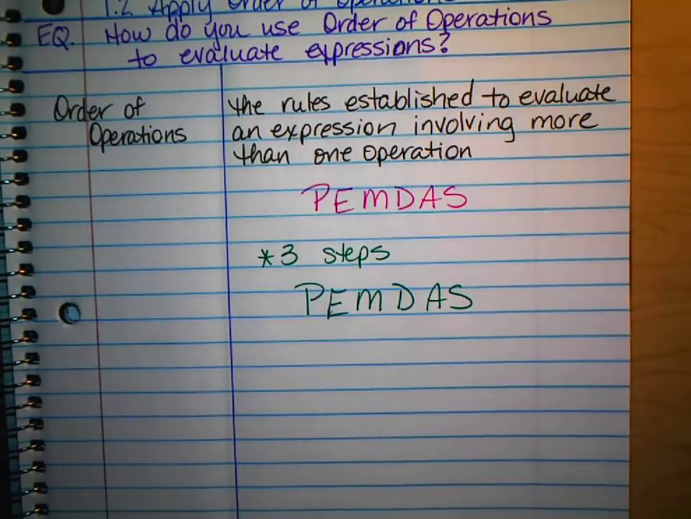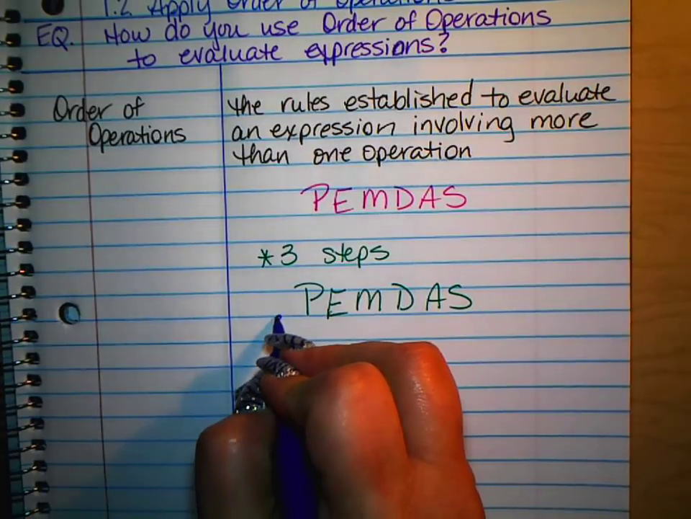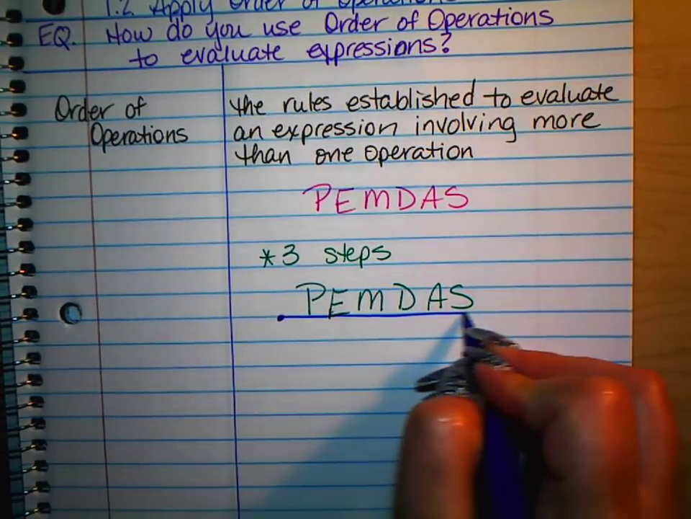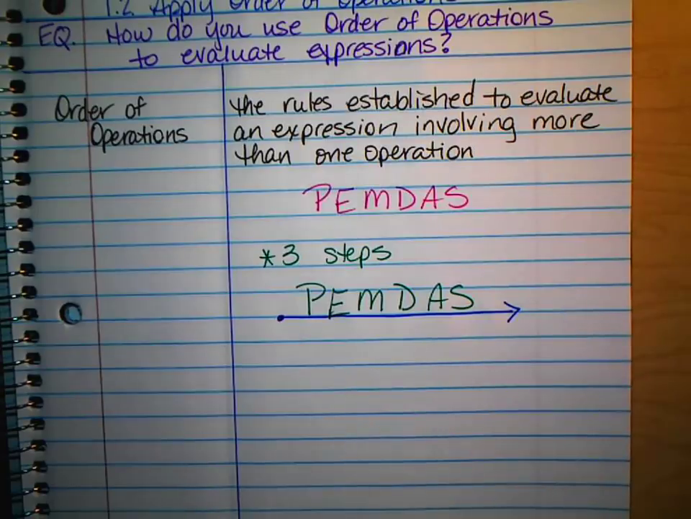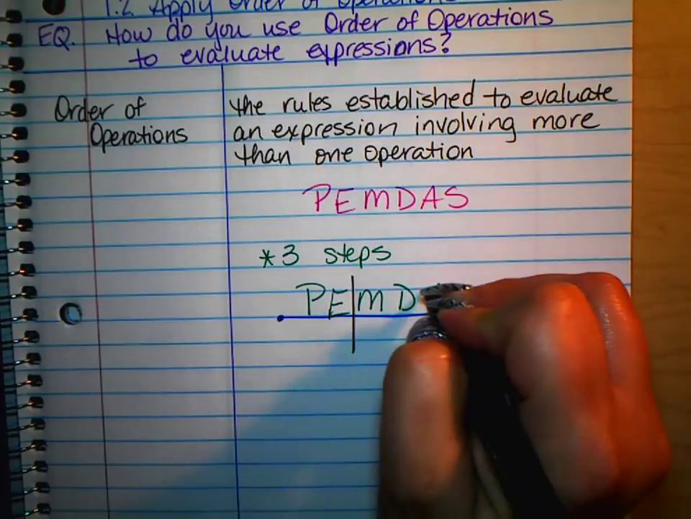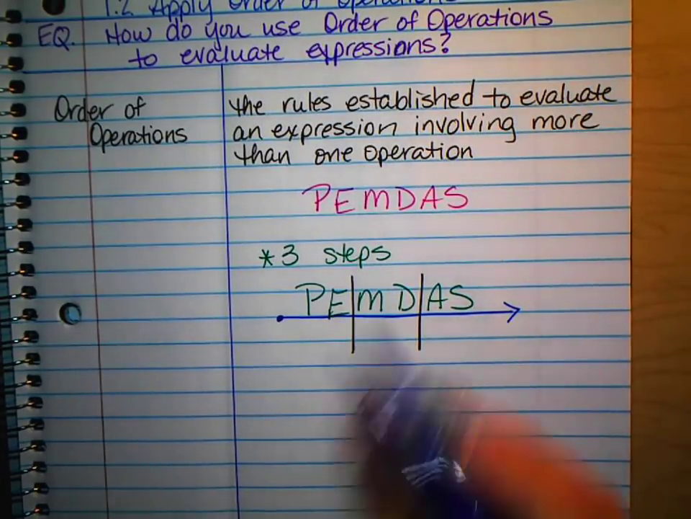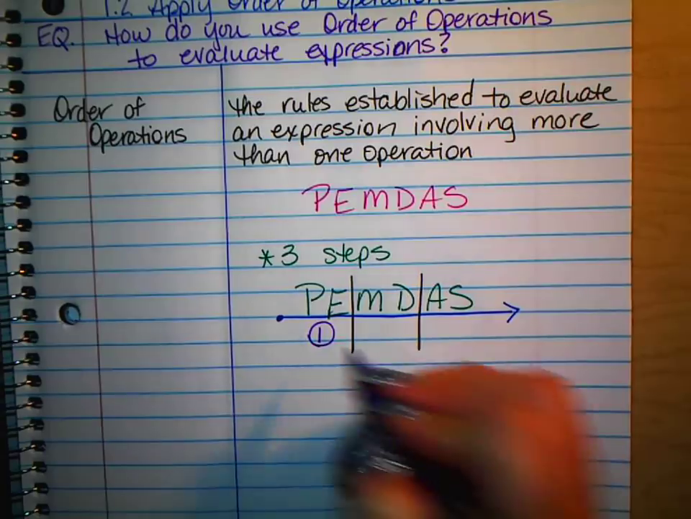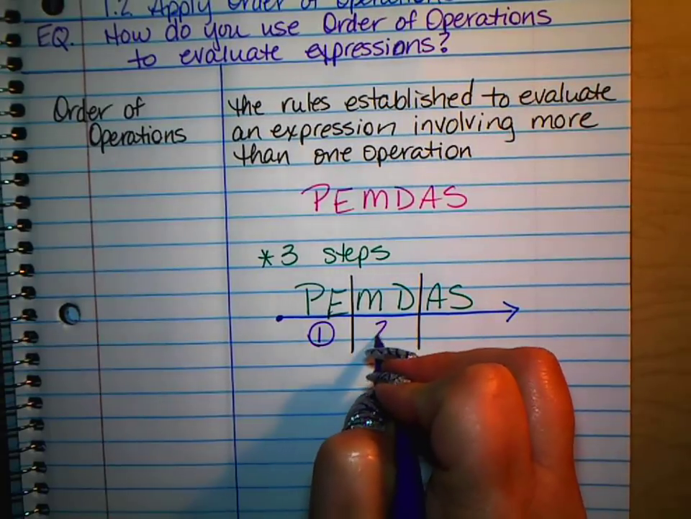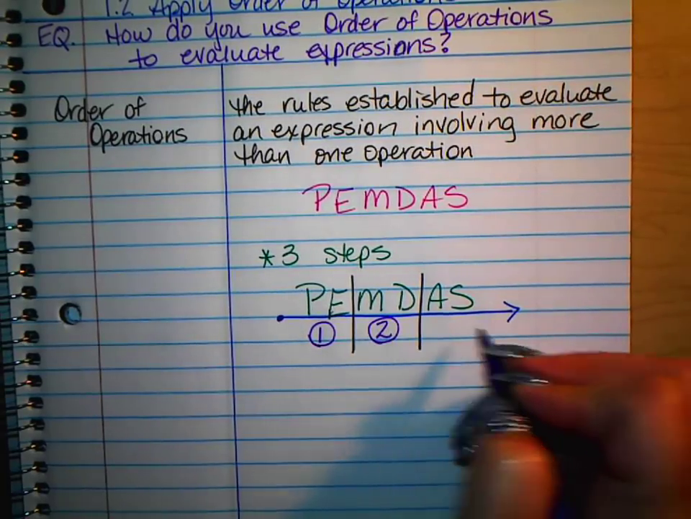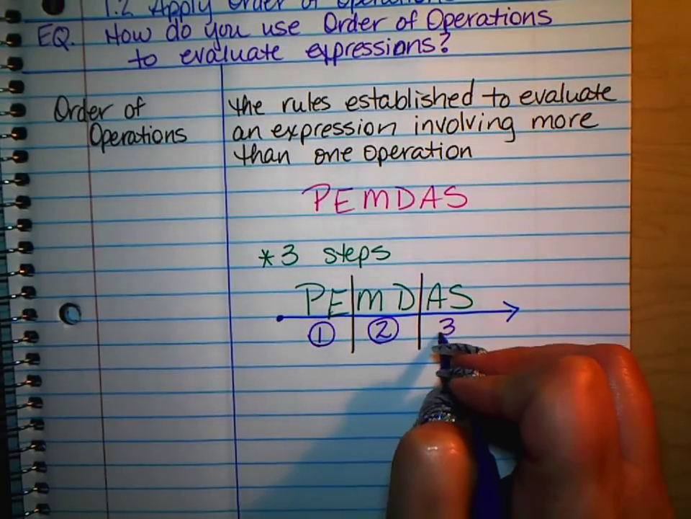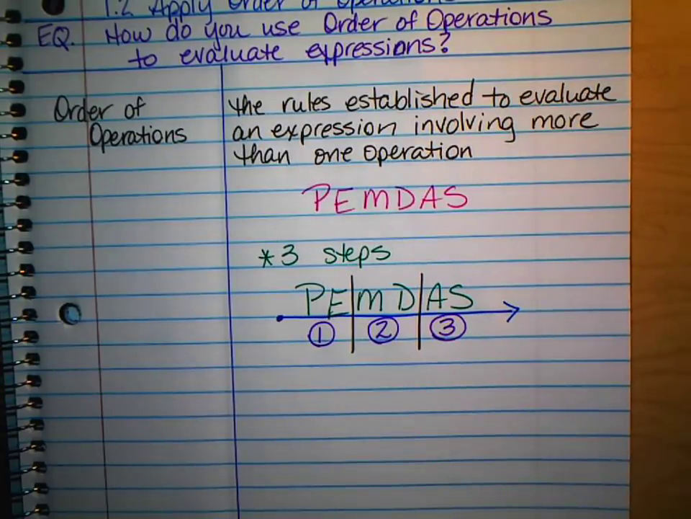I have always told my students that PEMDAS always starts on the left and moves to the right, no matter which step you're on. Parentheses and exponents is step 1. Then you do multiplication and division, step 2. And you finish with adding and subtracting in step 3.